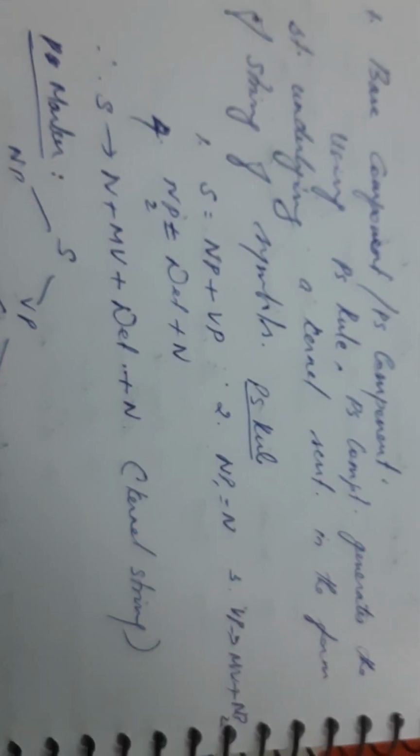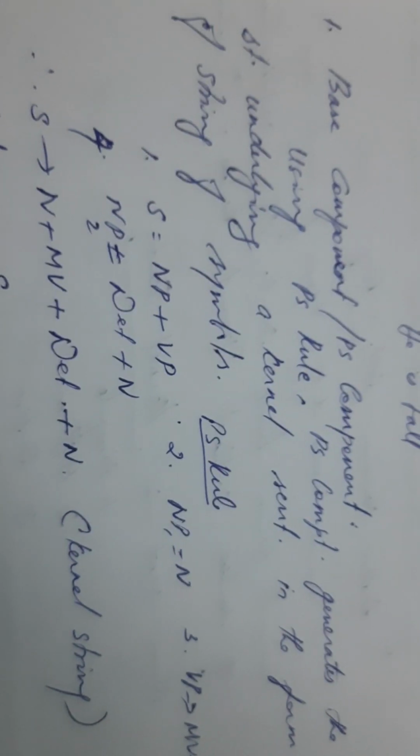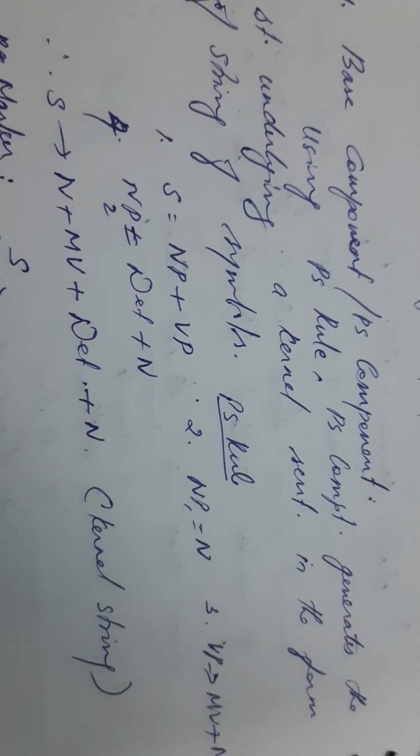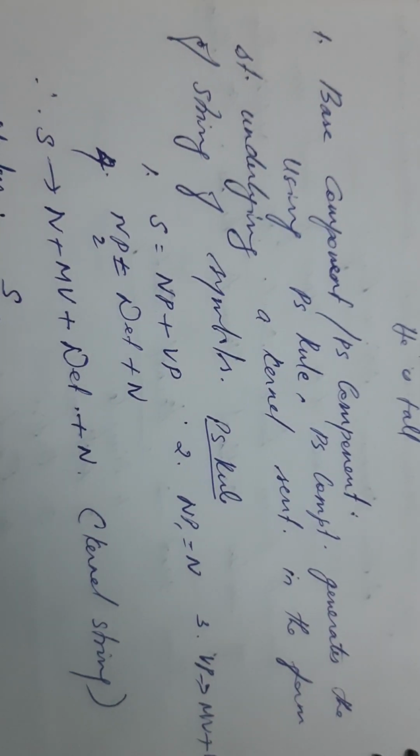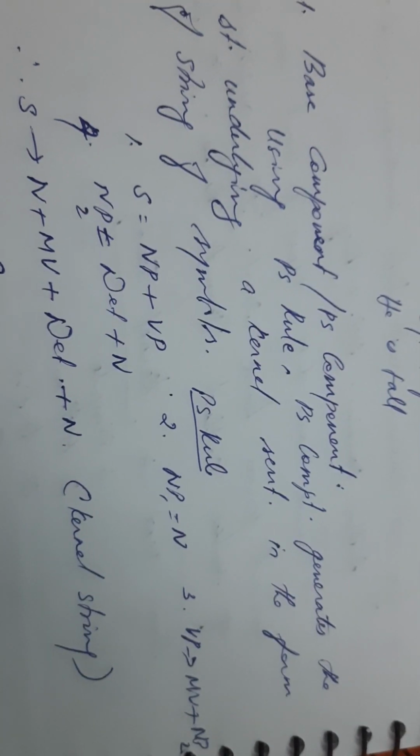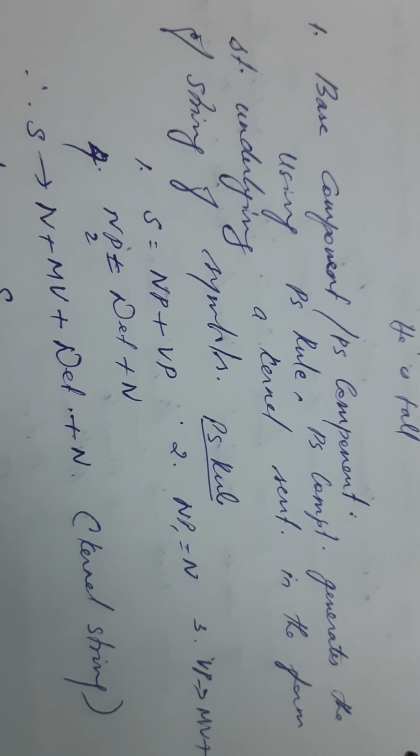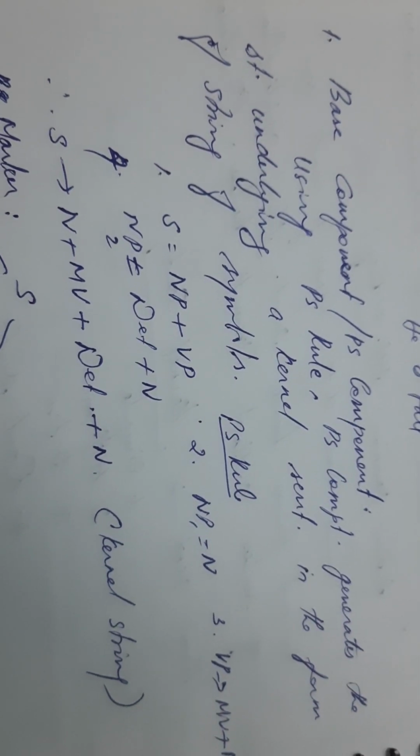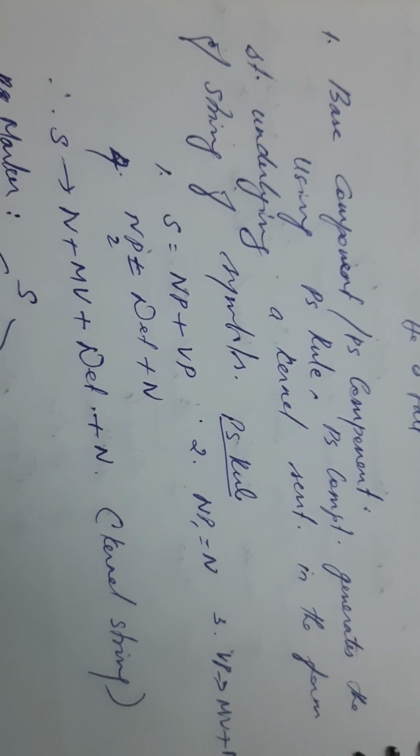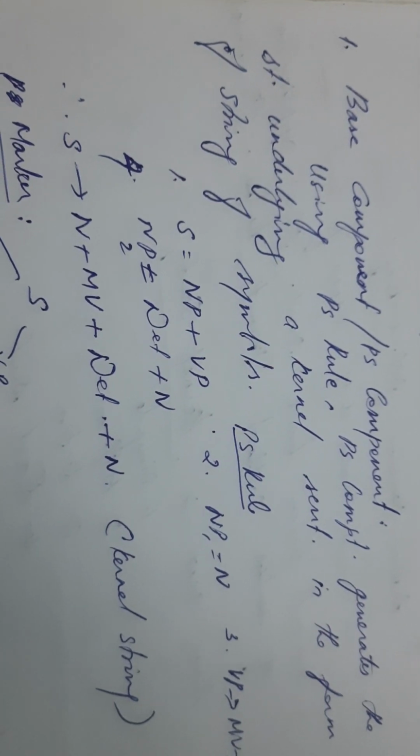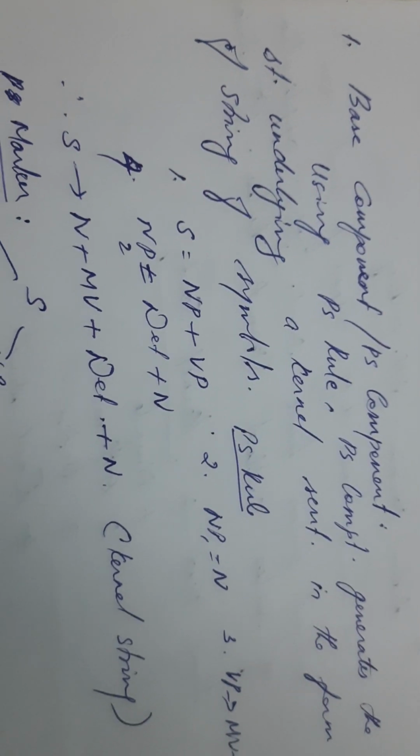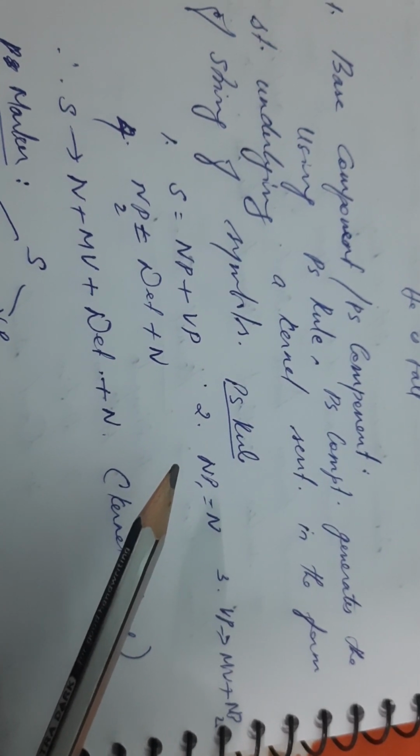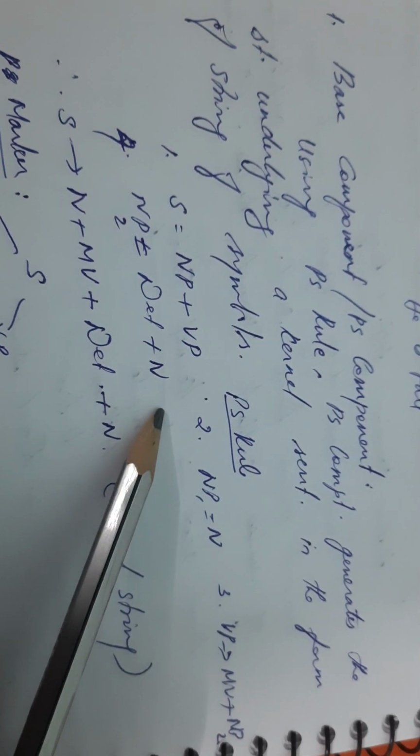Okay, so what is the base component is nothing but the base sentence or the kernel sentence. So using a PS rule or PS component, it generates a sentence underlying a kernel sentence in the form of a string of symbols. Okay, so already I told you what is called a kernel sentence, that is a base sentence. Okay, when we are applying the PS rule, actually we have seen this PS rule in phrase structure grammar, the same phrase structure rule or the rewrite rule that we have seen under PS, the same thing is applied here in TG grammar also.